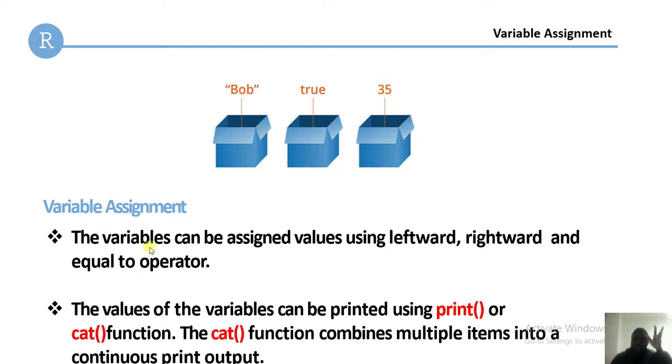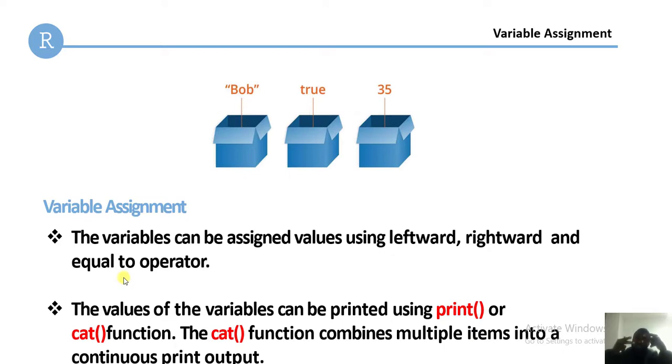So variable assignment: the variables can be assigned values using three assignment operators in R. The first one is the leftward, which I call the less than assignment operator, the rightward, the greater than assignment operator, and the equal to operator. So the equal to in R is exclusively used for assigning variables, not at all times, because it also has some limitations which we will see, not in this video but in subsequent videos. But right now it is used for assigning variables.